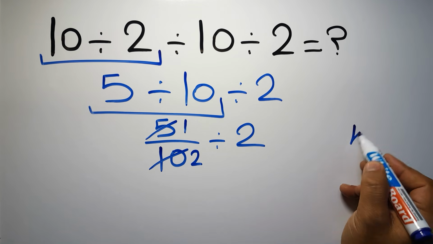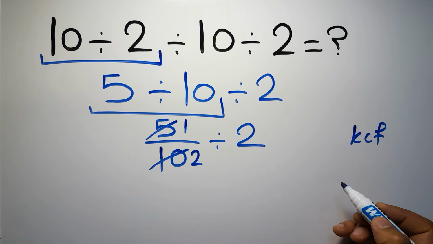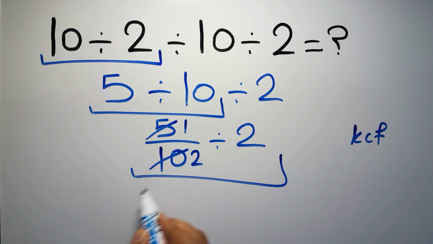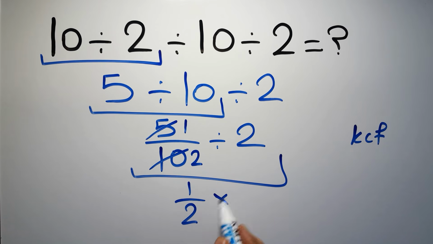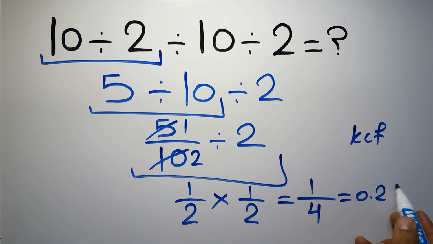According to the KCF rule, K stands for keep, C stands for change, and F stands for flip. We can write: keep the first fraction, change division to multiplication, and flip the second fraction. So 1 over 2 times 1 over 2, which equals 1 over 2 times 2 gives us 4. So 1 over 4 or 0.25. And this is our final answer to this problem.